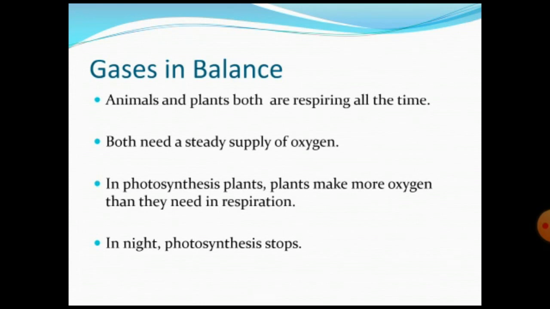In photosynthesis, plants make more oxygen than they need in respiration. What plants do in photosynthesis is take in carbon dioxide from the atmosphere and release oxygen. The amount of oxygen released during photosynthesis is more than the amount of oxygen they take in during the process of respiration.